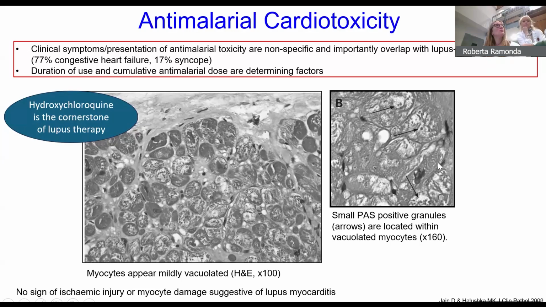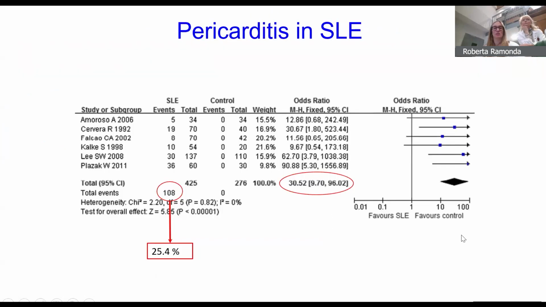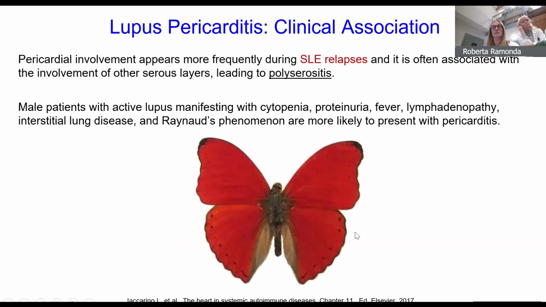You need to know that biopsy, endomyocardial biopsy, is the only test really able to perform the diagnosis. But we have other involvement typical of SLE. Pericarditis is even more frequent in these patients, about 30% of patients.